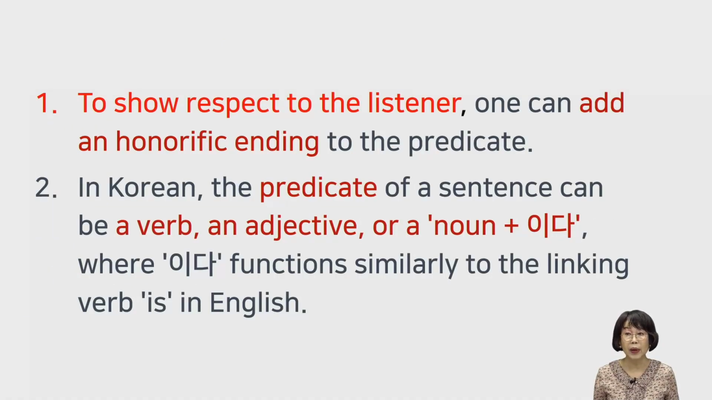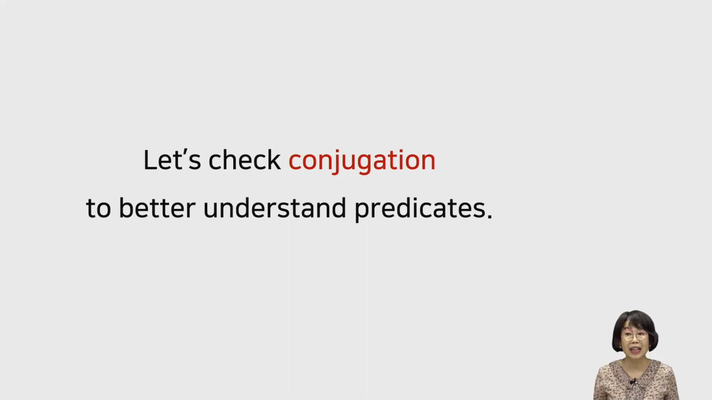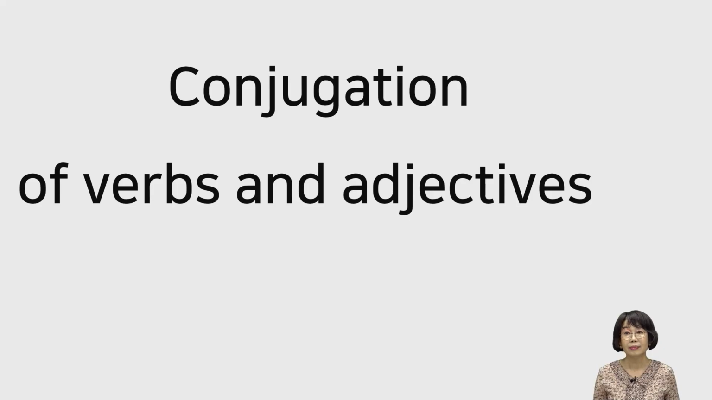To show respect to the listener, one can add an honorific ending to the predicate. In Korean, the predicate of a sentence can be a verb, an adjective, or a noun plus 이다, where 이다 functions similarly to the linking verb is in English. Let's check conjugation to better understand predicates. Conjugation of verbs and adjectives.